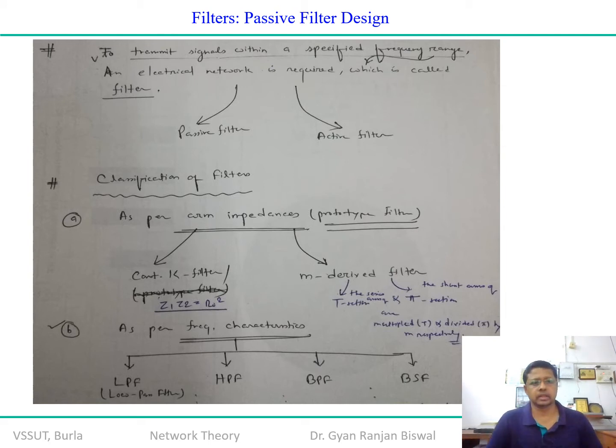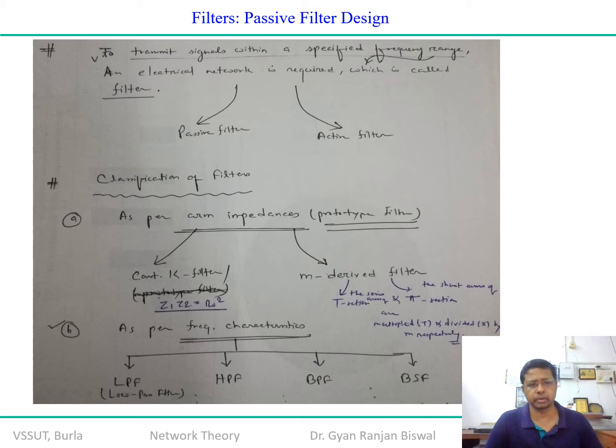Okay, then there are some other ways to classify also, though we will again come over this topic at the end of the discussion. Okay, so that is the arm impedance. So we will see the two kinds of filters, the practical filters and the prototype filters. So it is broadly again categorized in two categories, that is the constant K filter and the M derived filter.